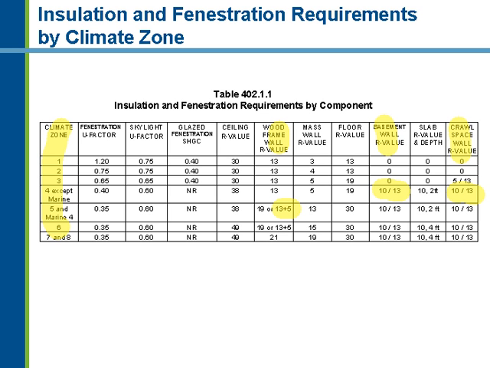Now on the slabs, if you have a heated slab, no matter what climate zone you are in, you have to add an additional R5 to the slab edge. So if you have 0 sitting here, you are still required to add R5. This would apply to all climate zones.